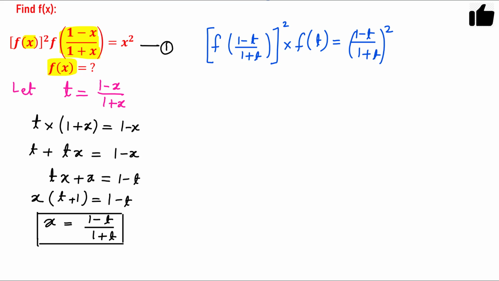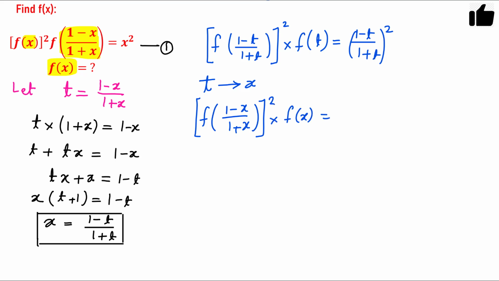Now this is true for all t, so what I can do is replace t with x. So if I replace t with x, I will have f((1 minus x) divided by (1 plus x)) squared times f(x), which is equal to ((1 minus x) divided by (1 plus x)) whole squared. Now let us call this equation 2.